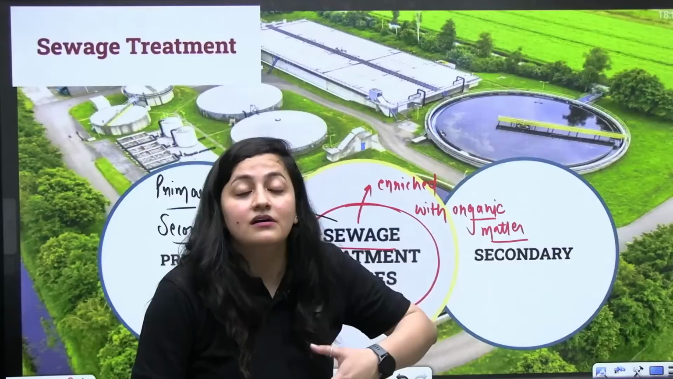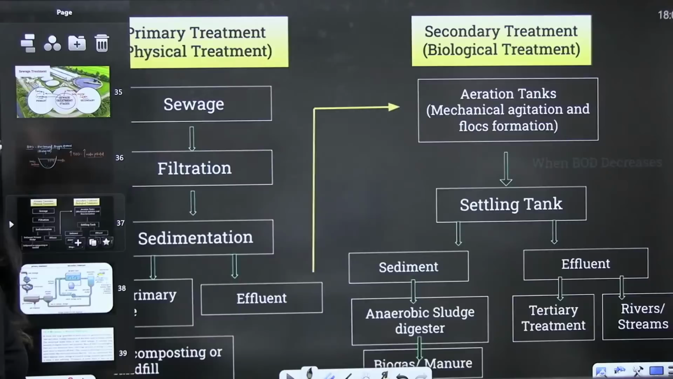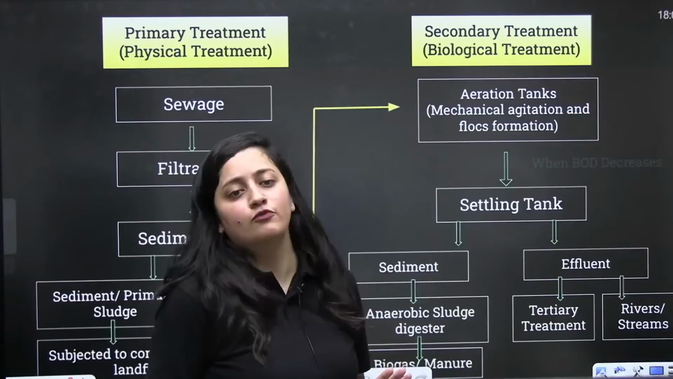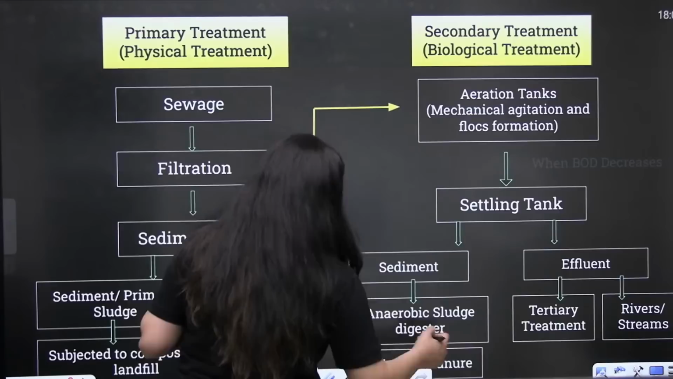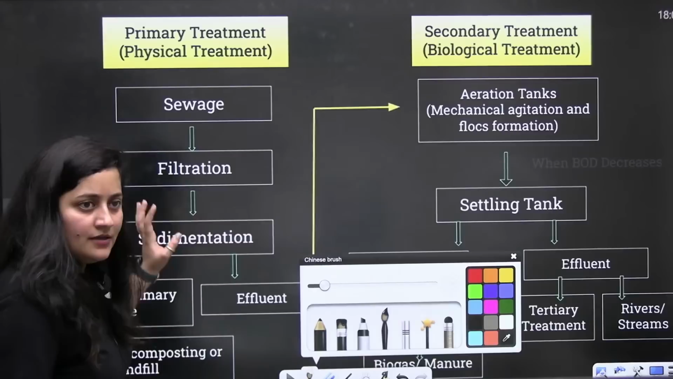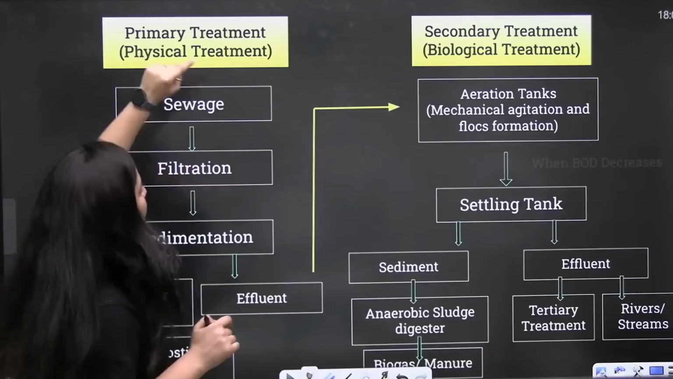And to revise it very quickly, we have this flowchart. This is my favorite flowchart. I made it basically. Done? Done. So, look at it. With the help of this flowchart, we are going to revise this topic. Primary treatment, also known as physical treatment.